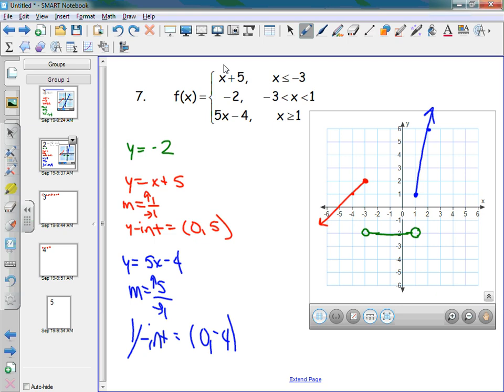Now notice, does this span all the way across from -infinity to infinity? Yeah, it does, because whenever it's below -3, it goes to the x plus 5. When it's between -3 and 1, it goes to the green one, which is y equals -2. And when it's greater than 1, it goes to the blue one, and it's going to go up. Do we understand that, yes or no? That is your piecewise function. Any questions?